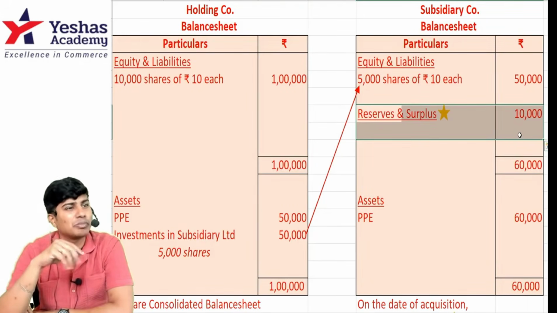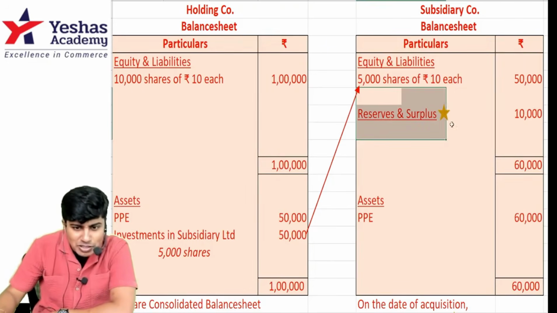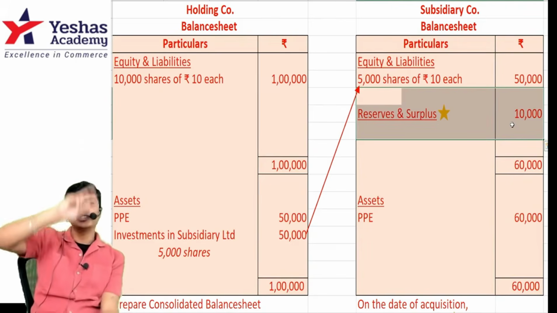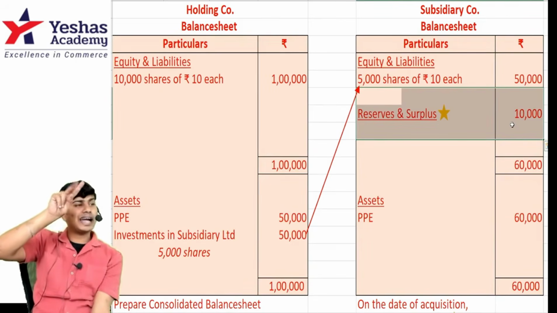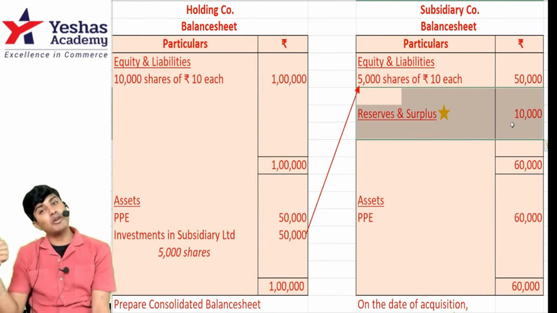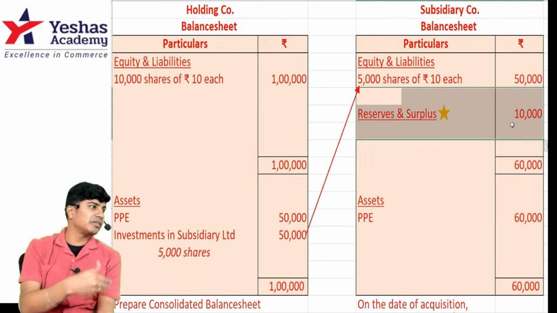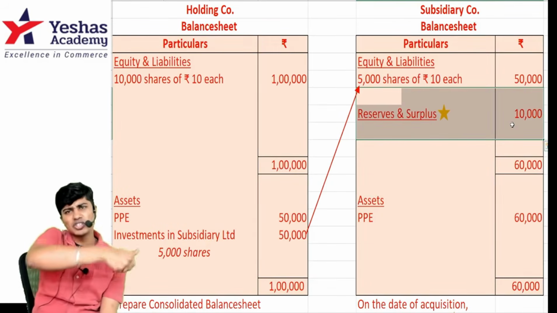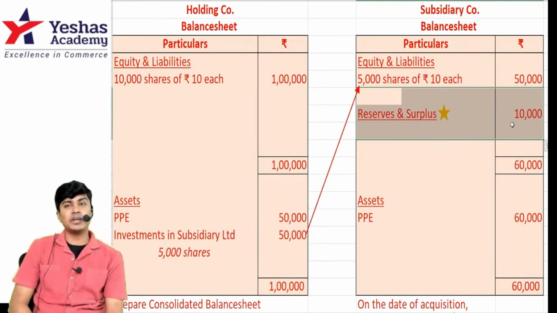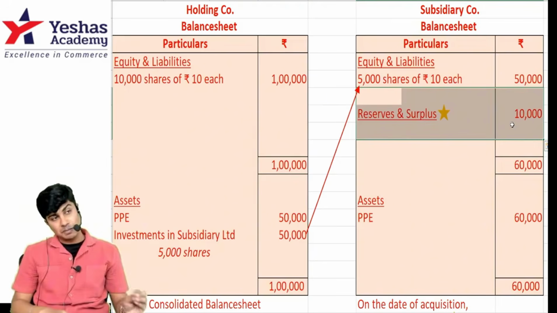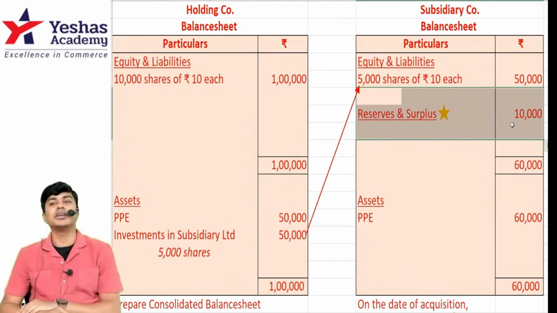Post acquisition was revenue profit. Pre acquisition is like capital profit. So I should split this reserves and surplus of the subsidiary into two parts: capital reserve and revenue reserve. Capital reserve is pre acquisition profit. Revenue reserve is post acquisition profit. Post acquisition is revenue, repetitive in nature; it will keep coming, and it came because of my efforts. Capital reserve, or pre acquisition reserve, is the reserve arising out of the profit earned by the subsidiary before I became the holding company. My contribution is not there in that money.